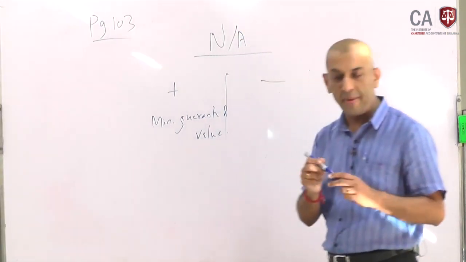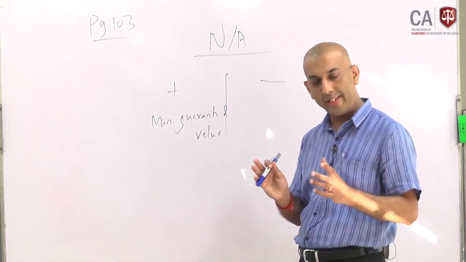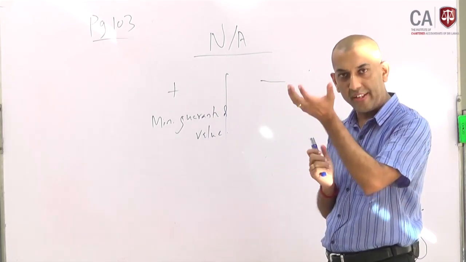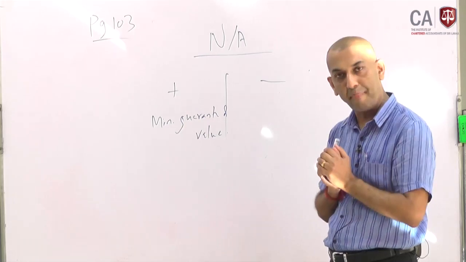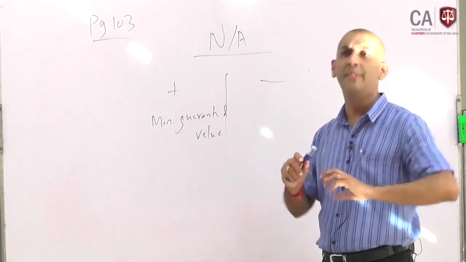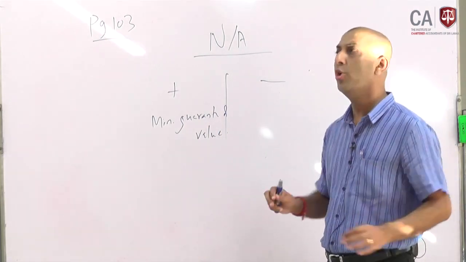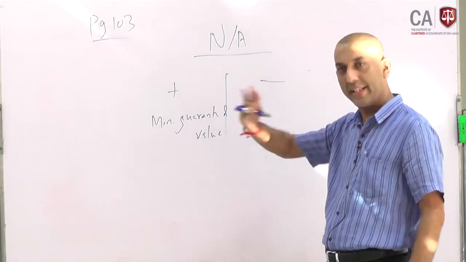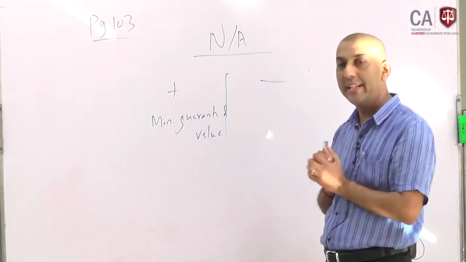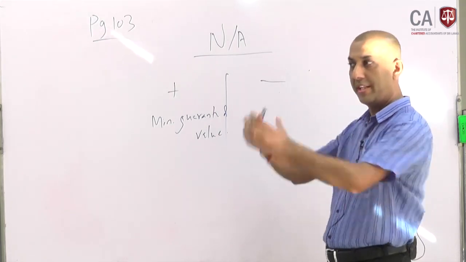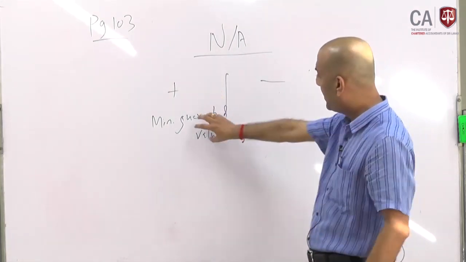If you say your company is worth 100 million rupees in net assets, your balance sheet has net assets of 100 million, and you say that's the value of the company, that value is minimum guaranteed. Why? You could sell the assets one by one, realize that value, and say to the shareholder, this is your value. So this is the minimum guaranteed value.